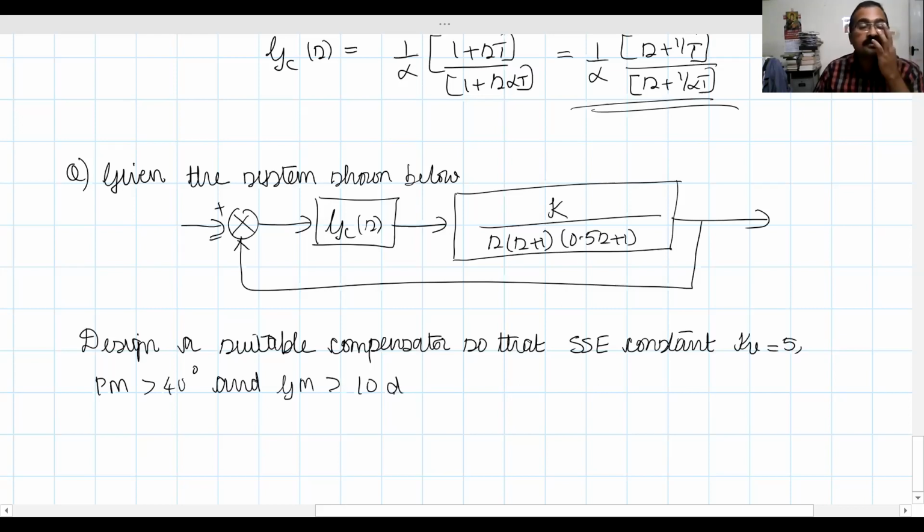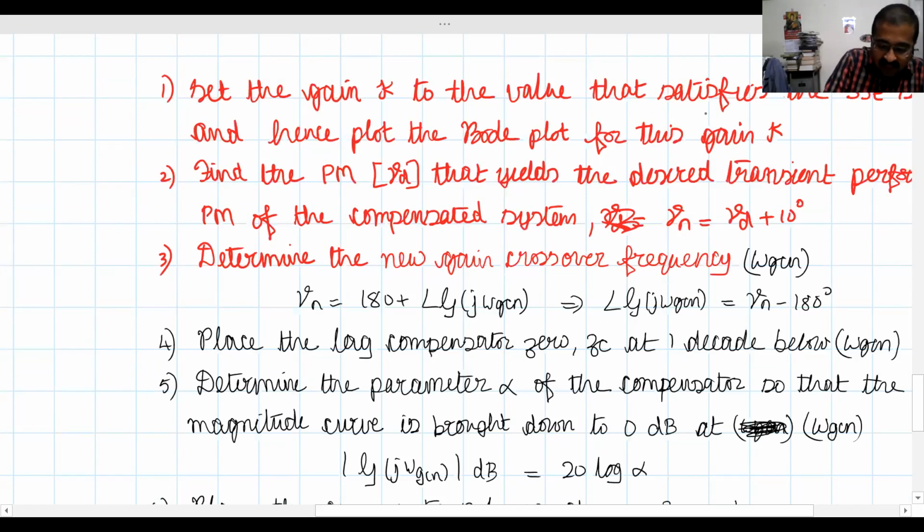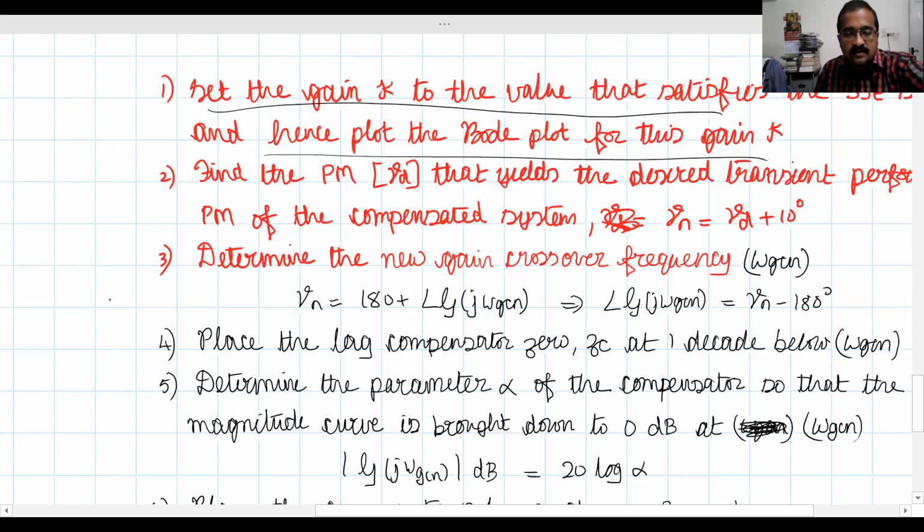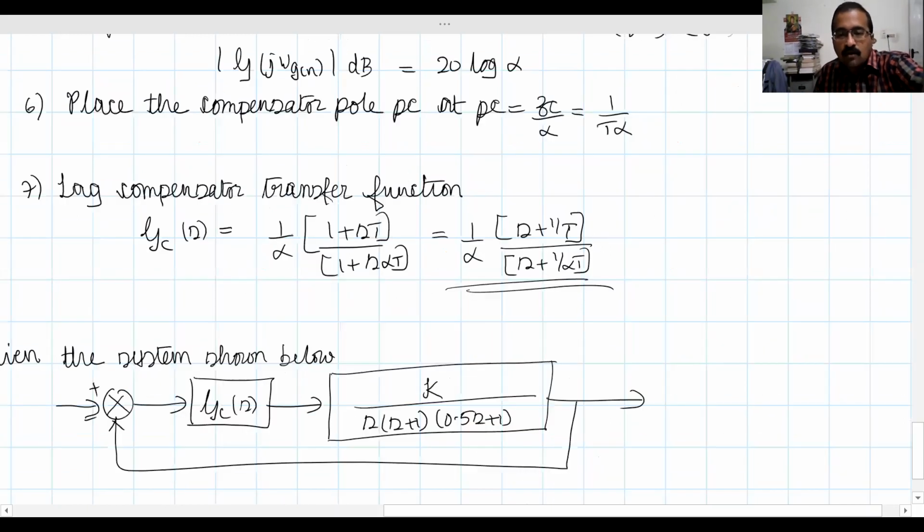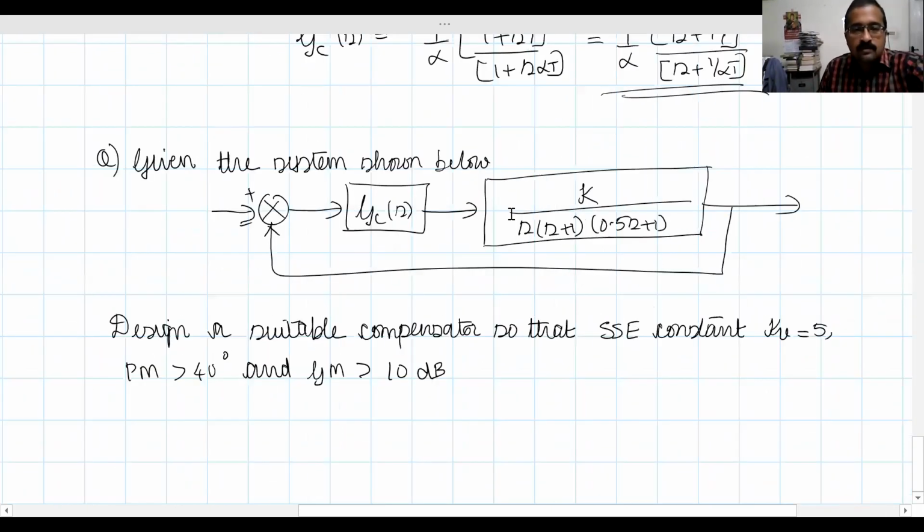So it is mentioned design a suitable compensator, right? How will you decide whether it is a lag or a lead compensator? We are asked to improve the steady state error constant, and I told you in the beginning, lag compensator will improve the steady state error or steady state performance. So it is evident that we are designing a lag compensator. Now, what was the first step? First step was to set the gain K so that it satisfies the given steady state error requirement.